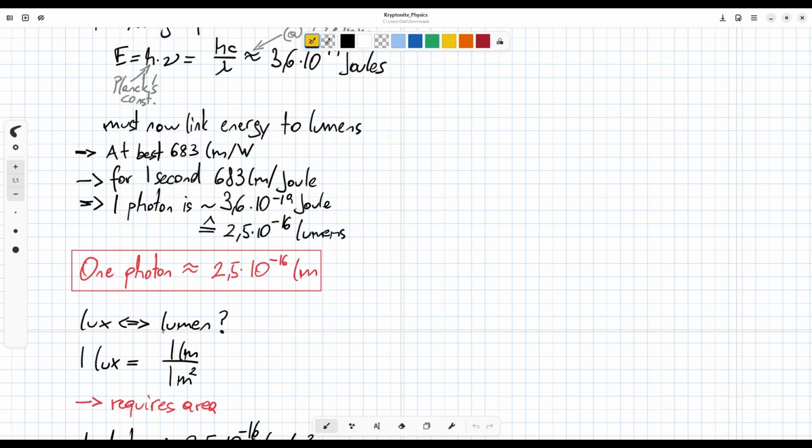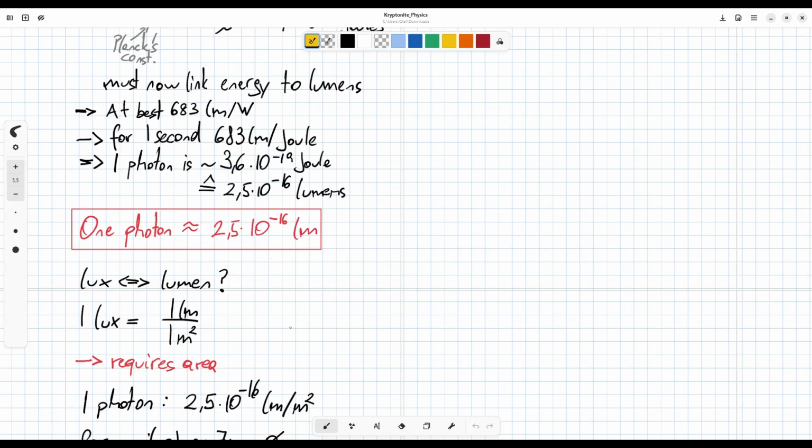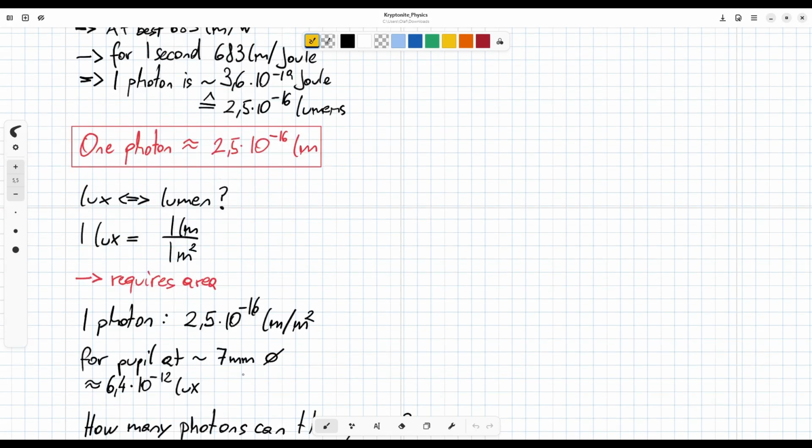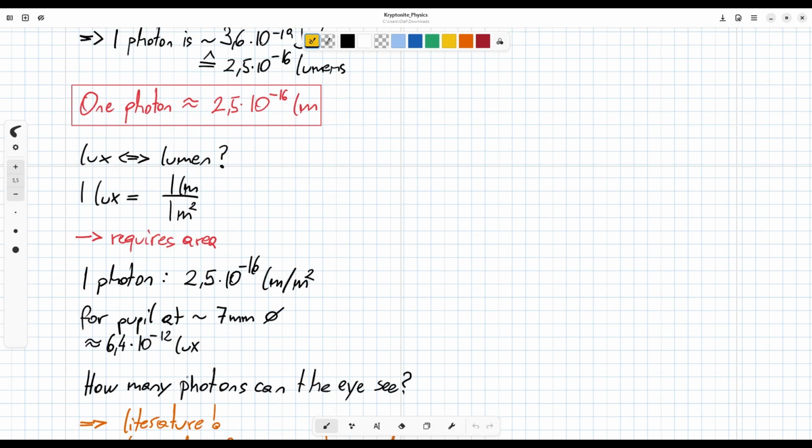Now, how do lux and lumen relate? This is also explained correctly in Chris's second video. 1 lux, sometimes expressed as Lx, is equal to 1 lumen over 1 square meter. So we need to assume an area. Well, we could assume the area of the human pupil. So 1 photon with that many lumens per square meter for a pupil at 7 millimeters diameter would give us about 6.4 times 10 to the negative 12 lux.